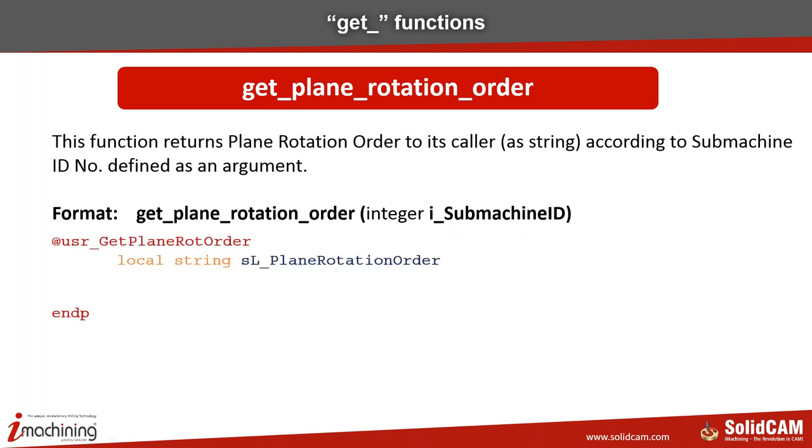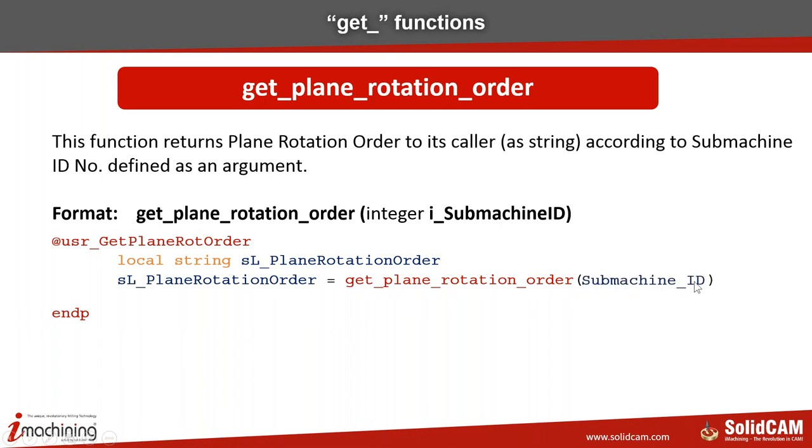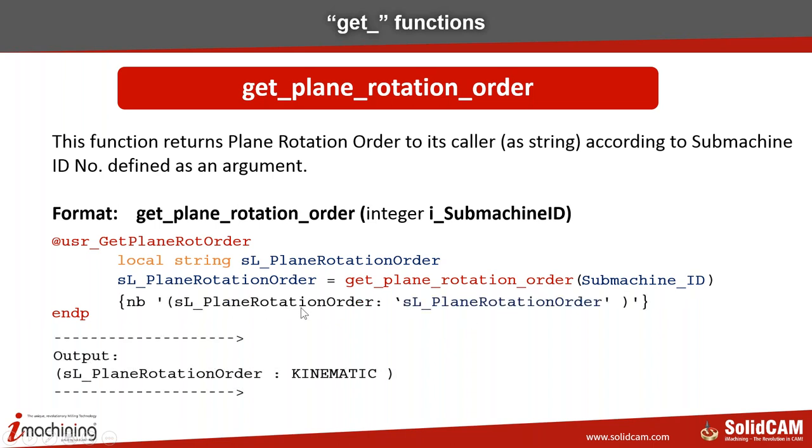The way it is, it's pretty much the same thing, plane rotation order. You define it over here, also you put it here. The argument itself is the submachine ID. Also, you can write down the value itself if you want, and this is just to test it. And then the output will be a string. So be careful, it will return a string.